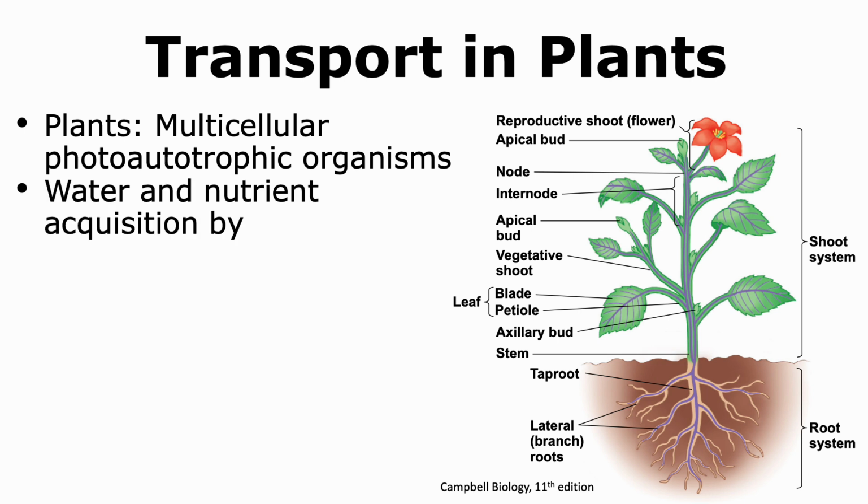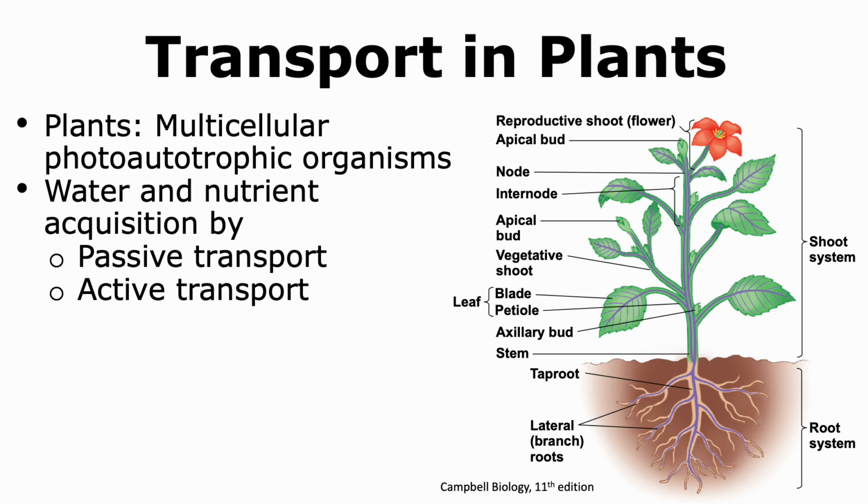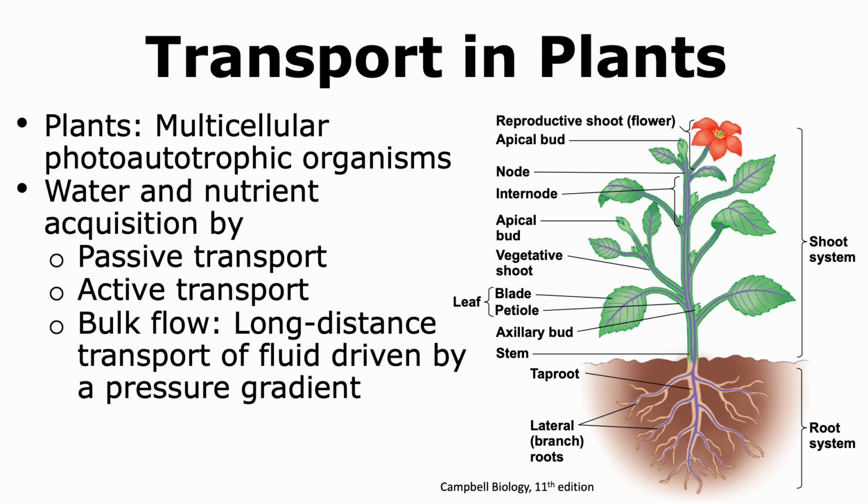They are able to acquire water and nutrients by different mechanisms. This includes passive transport and active transport that is normally used by the cells of the plant. We also observe the phenomenon of bulk flow, which is observed in the entire organism. Bulk flow is a type of long-distance transport where the transport of fluid is driven by a pressure gradient. Thus, the fluid and the substances dissolved in the fluid are able to move from a region of high pressure to a region of low pressure.